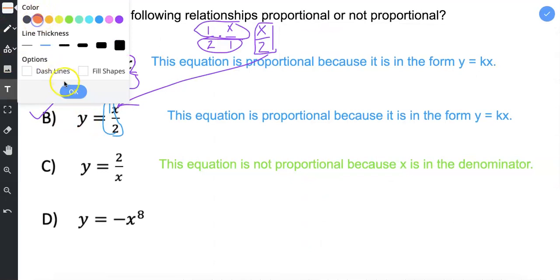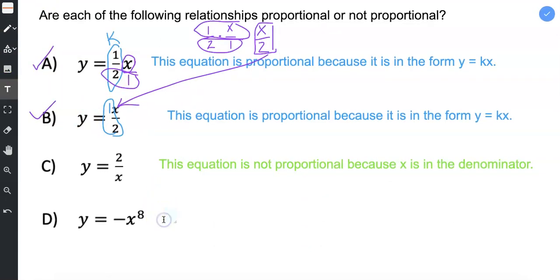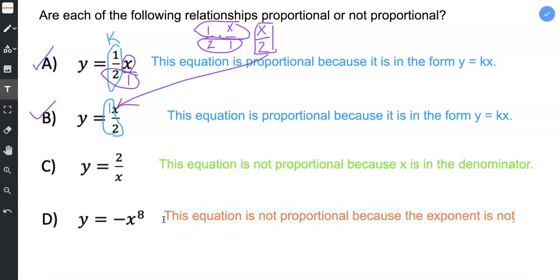So I'll grab another color and just type, this equation is not proportional because the exponent is not 1. The exponent in y equals kx, when you don't see it, it's understood that it's a 1. So this exponent being an 8 made it so that it was a curved graph, so not proportional. Hopefully that will help you with graphing using Desmos today.